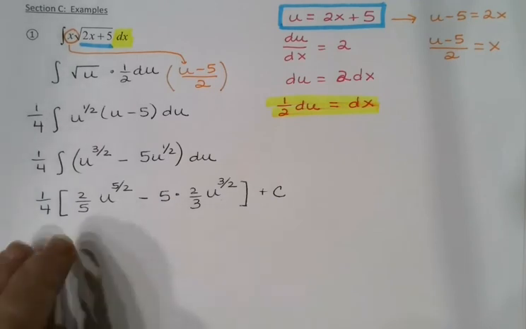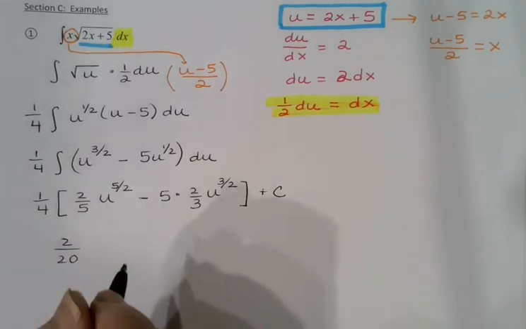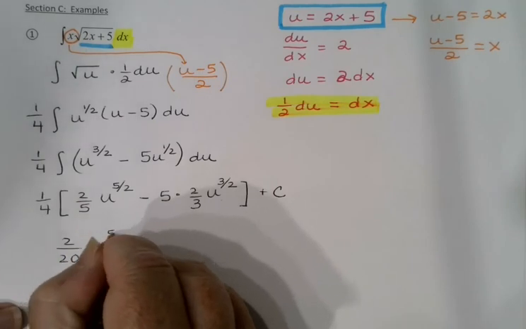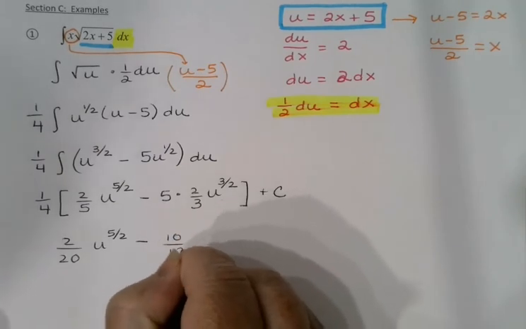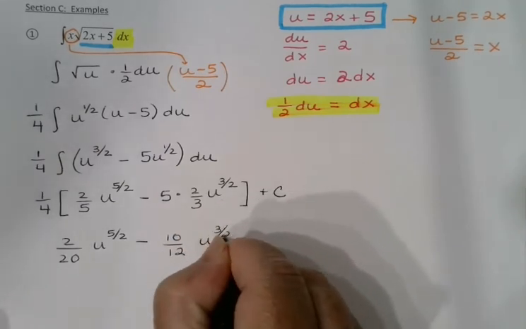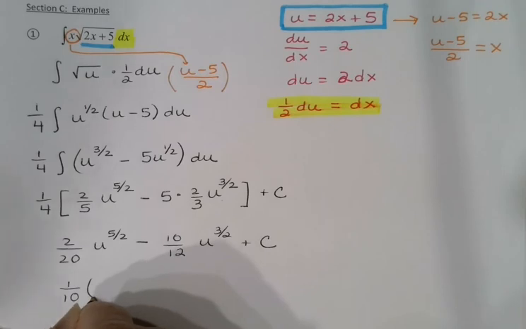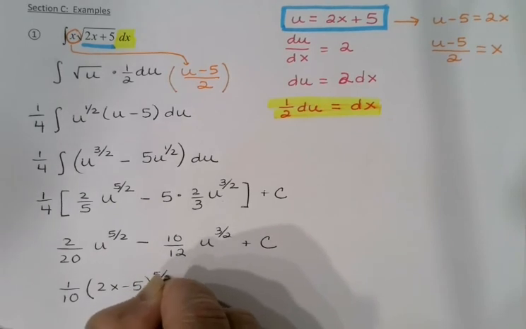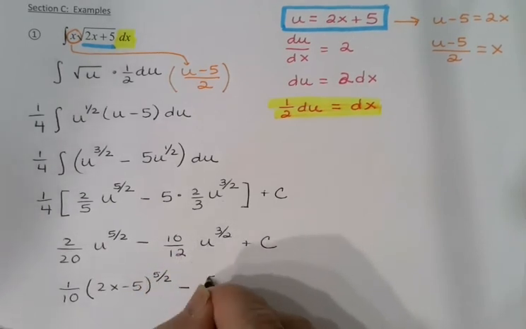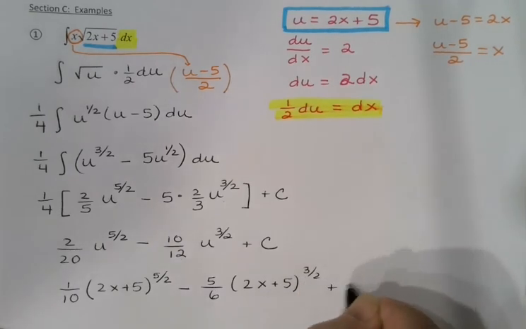All right, so let's see what we've got here. This would become 2/20ths. Excuse me, u to the 5/2. Minus this would become 10/12ths, u to the 3/2, or in lowest terms, 1/10. And remember, u is actually 2x minus 5 to the 5/2 power. Subtract 5/6 times 2x. Oops, I'm sorry, that was a plus 5. Plus 5 to the 3/2 power plus c.